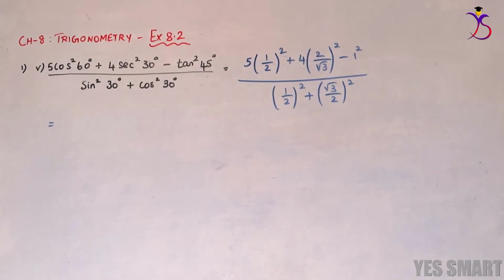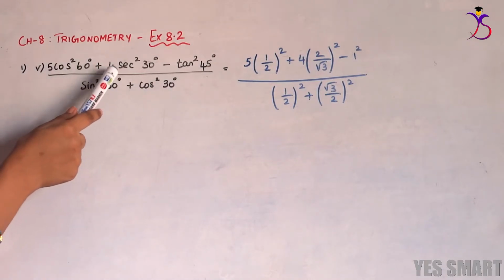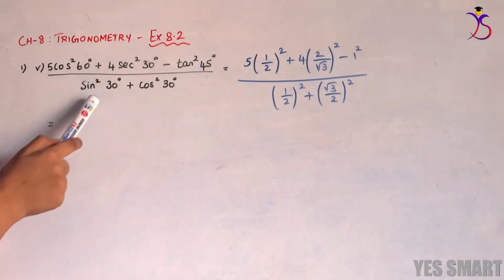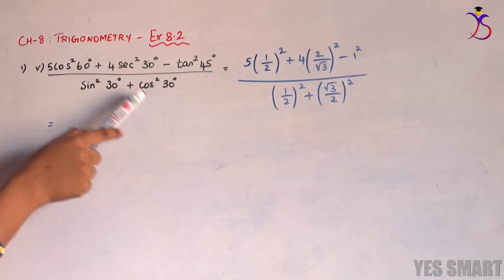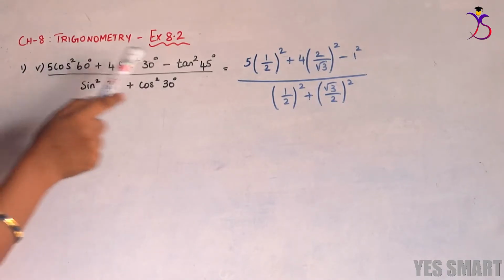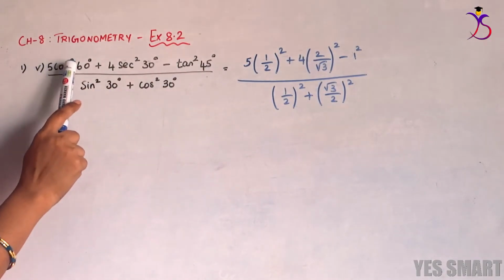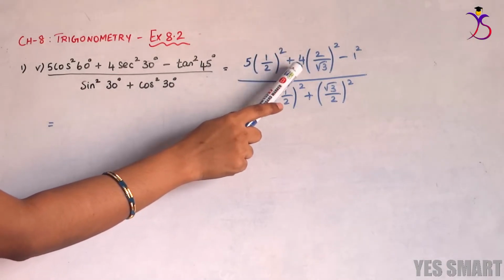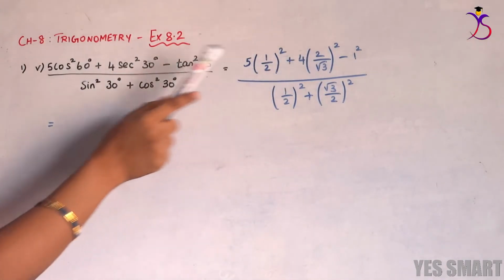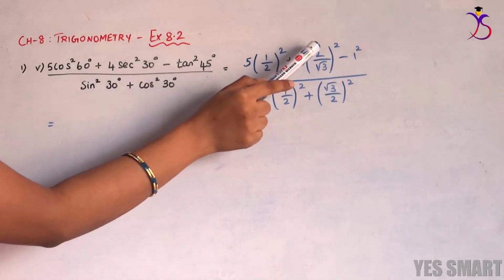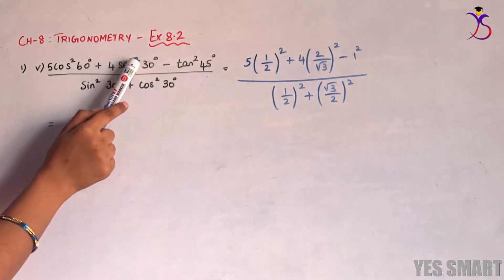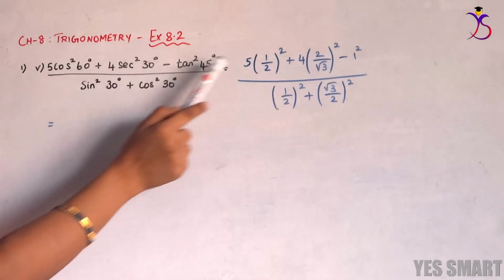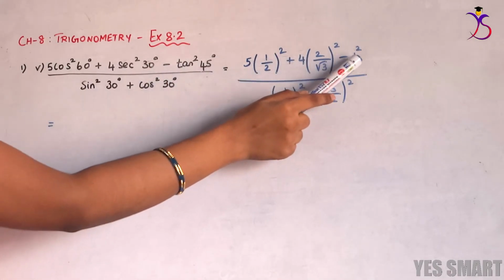Now fifth subdivision. It is given that 5 cos square 60 plus 4 secant square 30 minus tan square 45 divided by sin square 30 plus cos square 30. I am just substituting the values for each trigonometric function. Cos 60 is 1 by 2. Since square is there, I am just writing a square here, plus 4 into secant 30. Secant 30 is 2 by root 3, square. Since square is given there, I am just writing square here, minus tan 45 is 1.